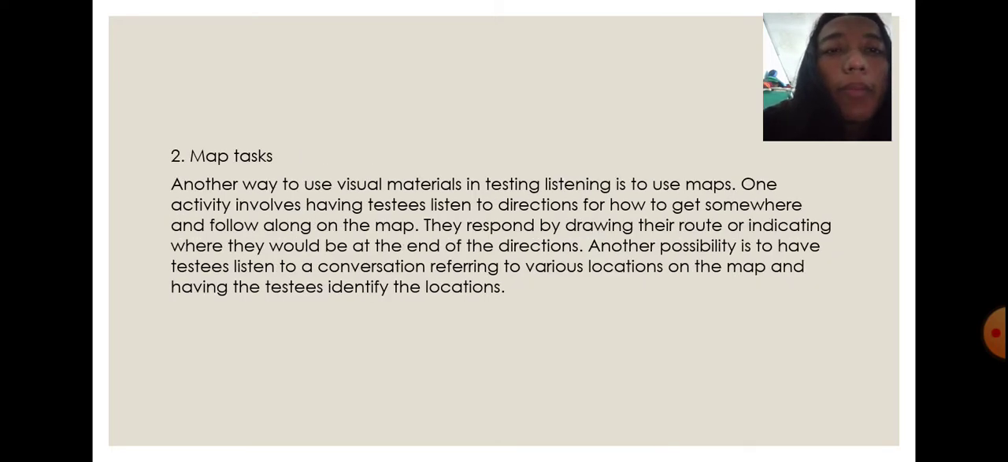Number two, map test. Another way to use visual material in testing listening is to use maps. One activity involves having testees listen to directions for how to get somewhere and follow along on the map. They respond by drawing their route or indicating where they would be at the end of the directions. Another possibility is to have testees listen to a conversation referring to various locations on the map and have the testees identify the locations.